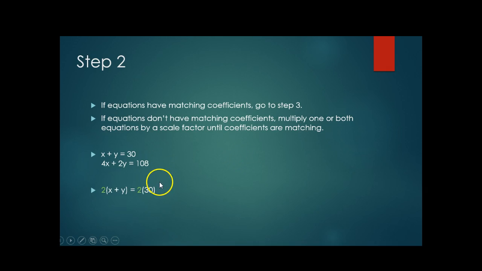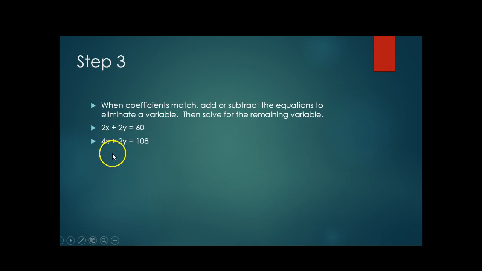So we've got to multiply one of the equations by a scale factor. I'm going to multiply the top equation by a scale factor of 2. That's my scale factor. So I distribute the 2: 2x plus 2y equals 60. And I'm going to replace the old equation with this new equation, because if 1x and 1y is 30, then 2x's and 2y's is 60. So that's going to look like this. Now I've got this equation plus this equation, and now I can eliminate.